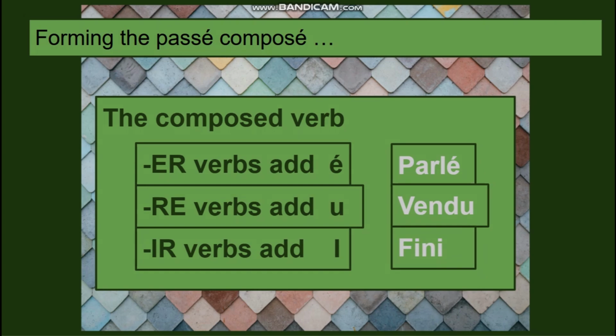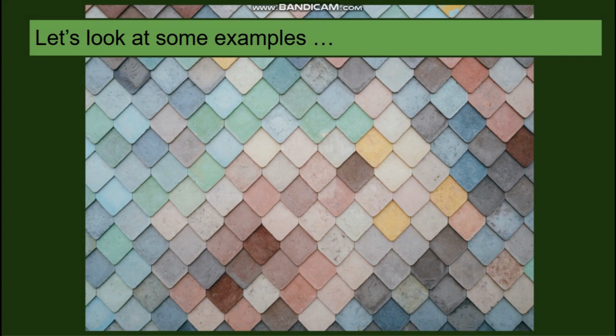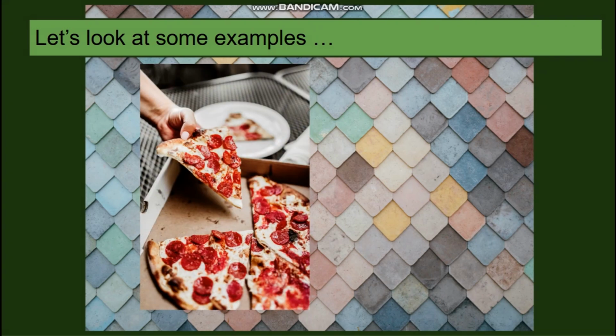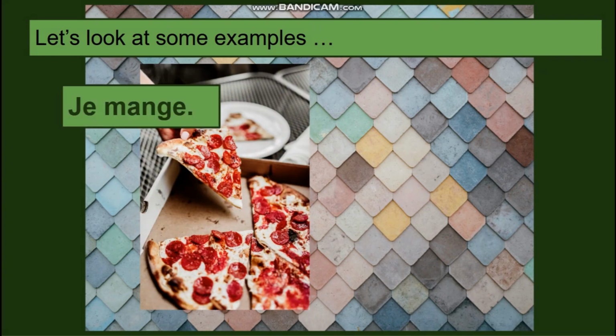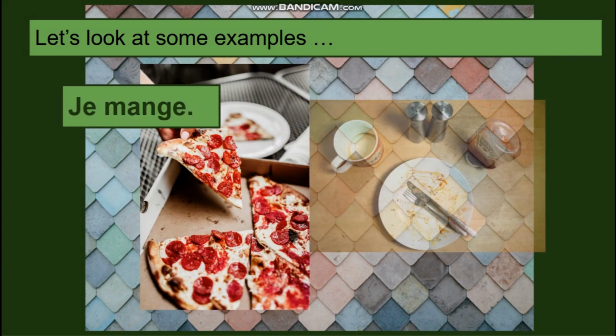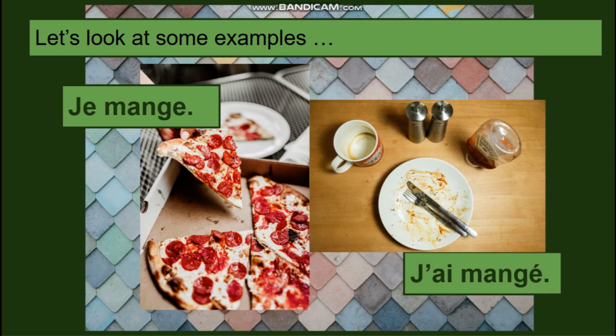Alright, so let's look at some examples. In the present tense, I would say je mange, I eat. But in the passé composé, I would say j'ai mangé. Notice, right here I have a conjugation of avoir. And here I've taken the ER off of manger and I've added an accented E. Let's try another one.